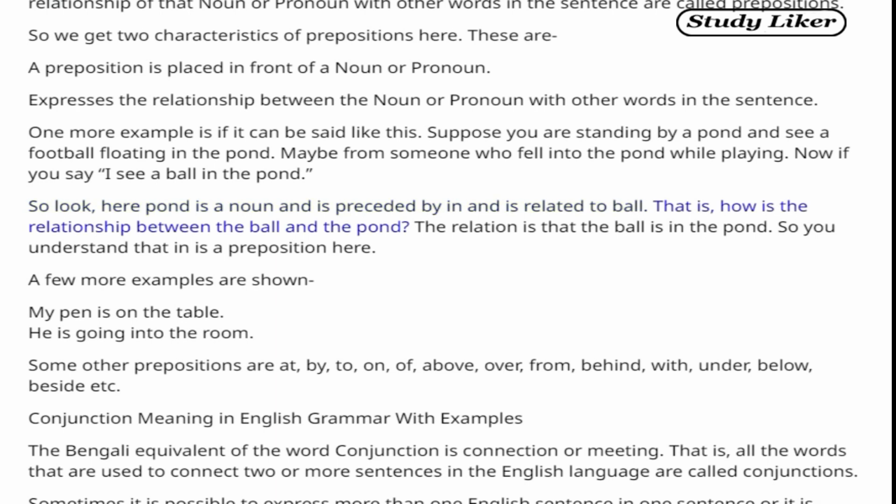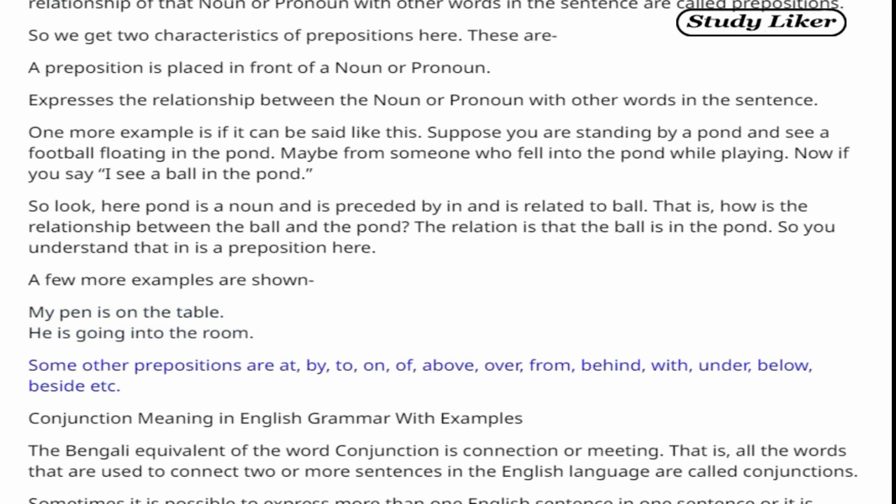That is, how is the relationship between the ball and the pond? The relation is that the ball is in the pond. So you understand that "in" is a preposition here. A few more examples are shown. My pen is on the table. He is going into the room.